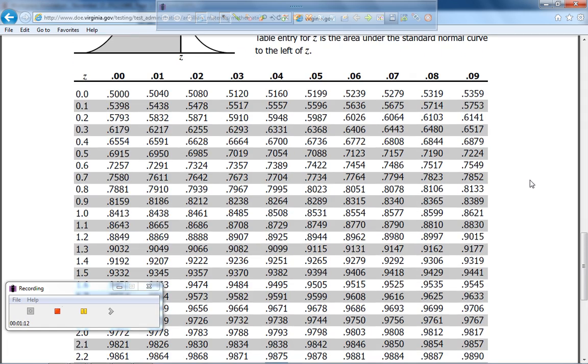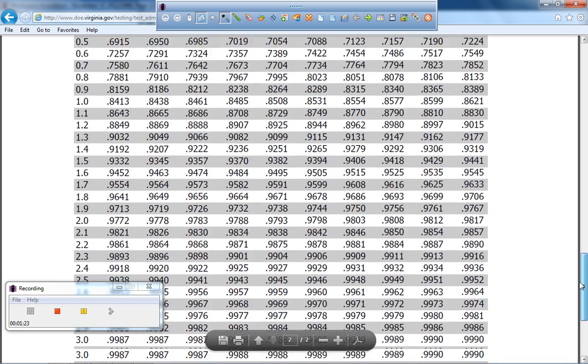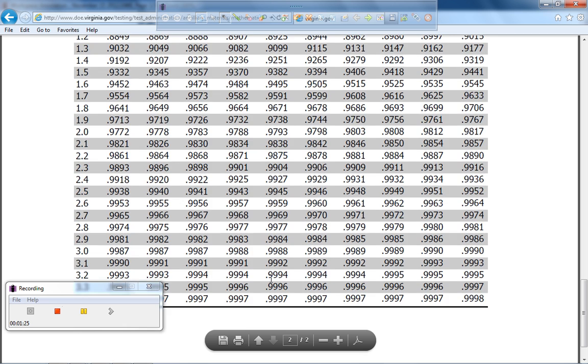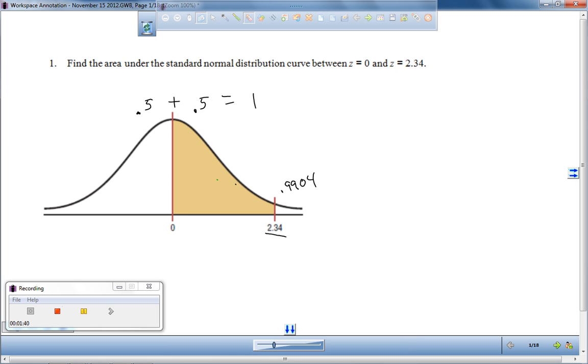Now I'm going to go up here to show you that we come down to the 0.04 and then we have the 2.3. So that's going to be our z-value that we use. Alright, so from our table we find that 2.34 is 0.9904. That's the table value.